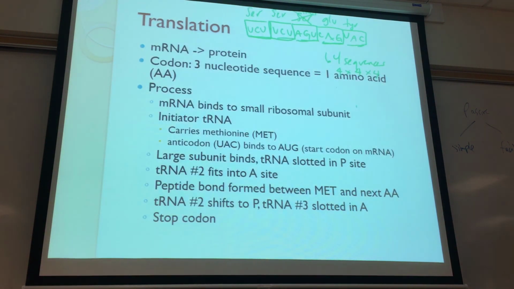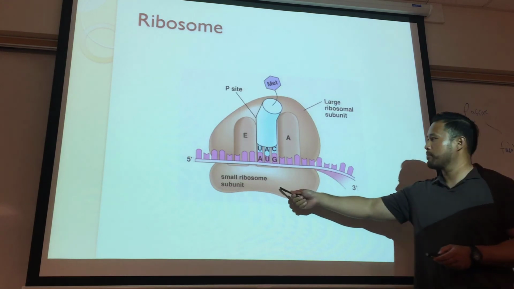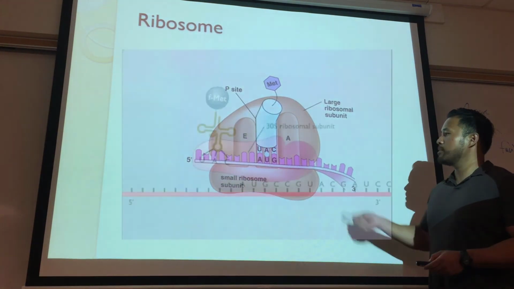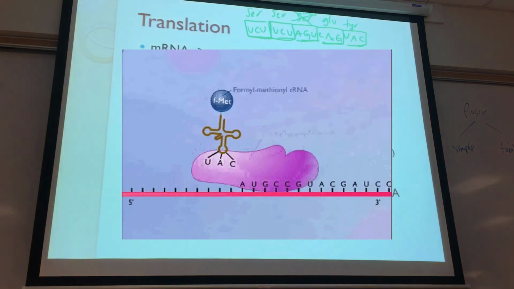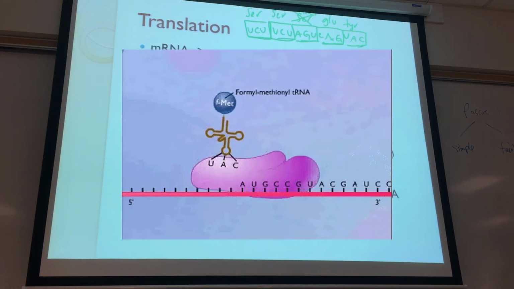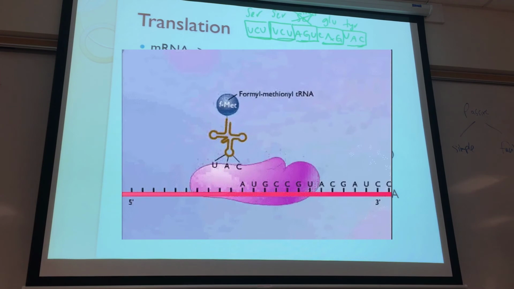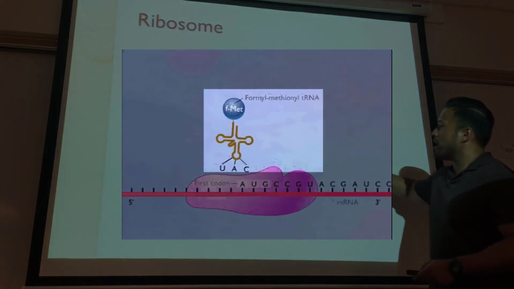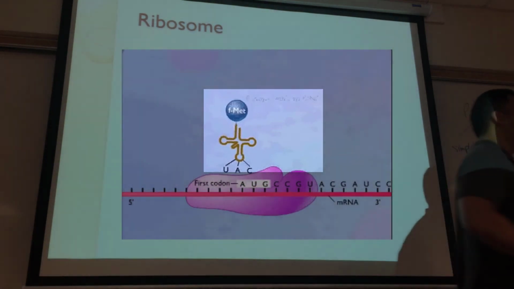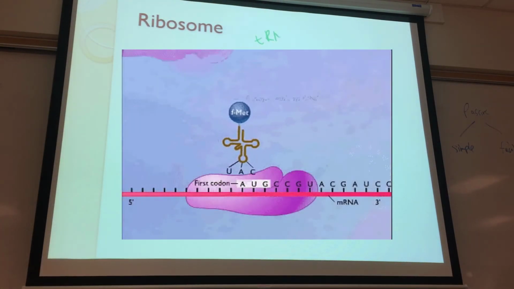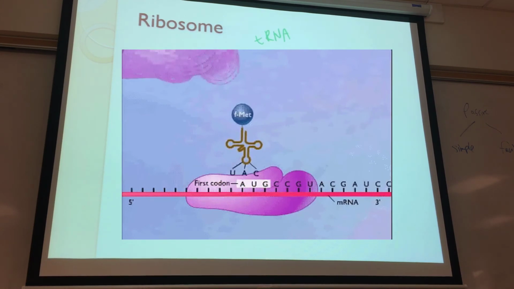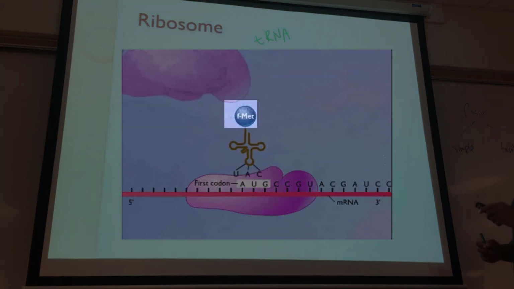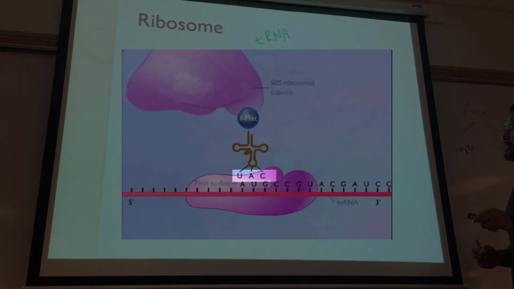So what happens on that slide is that the mRNA binds to the small ribosomal subunit. So here's our mRNA sequence. It comes in and binds to the small ribosomal subunit. And we're looking specifically for an initiator tRNA. It's called a transfer RNA.